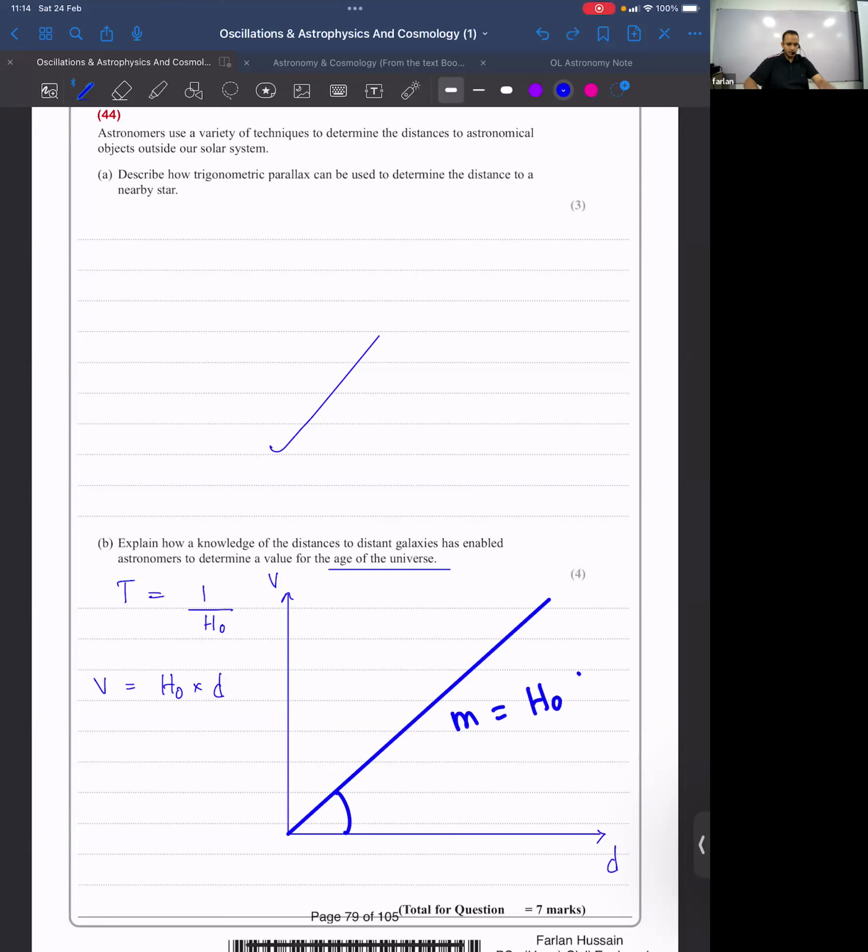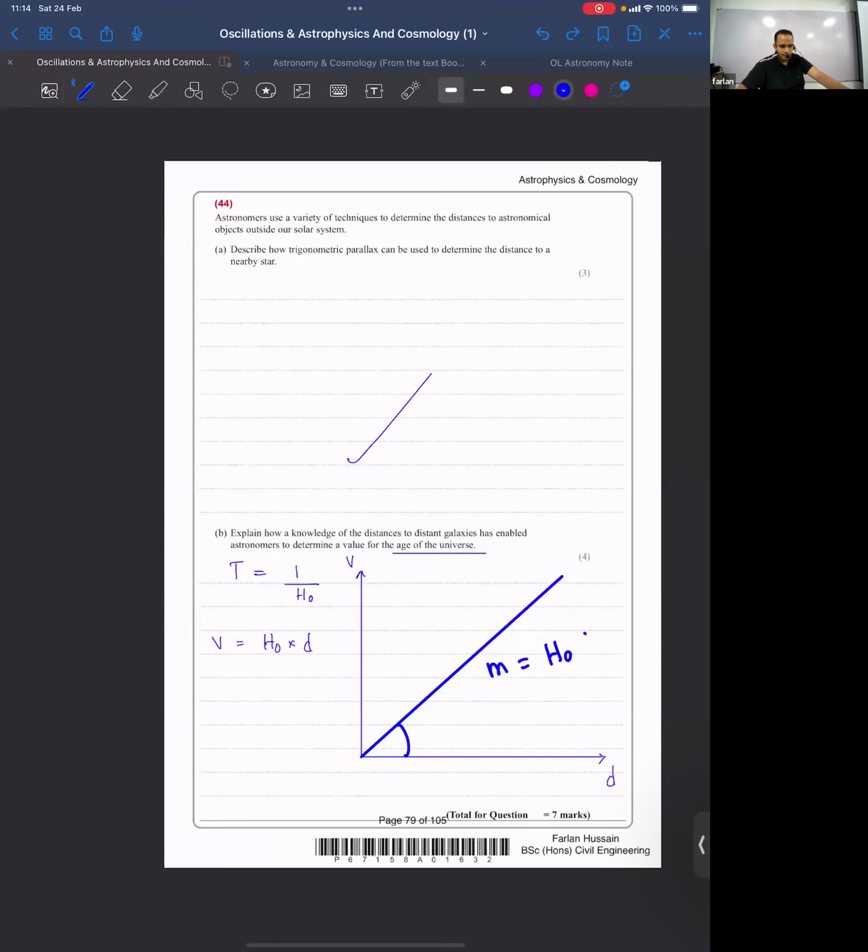So for a 4 marker, what are they asking? Explain how a knowledge of the distances to distant galaxies has enabled astronomers to determine a value for the age of the universe. We can speak about the graph of speed of the stars versus distance. The gradient of the graph gives you the Hubble's constant, and the reciprocal of the Hubble's constant gives you the age of the universe. Exactly. So please write an answer for that.